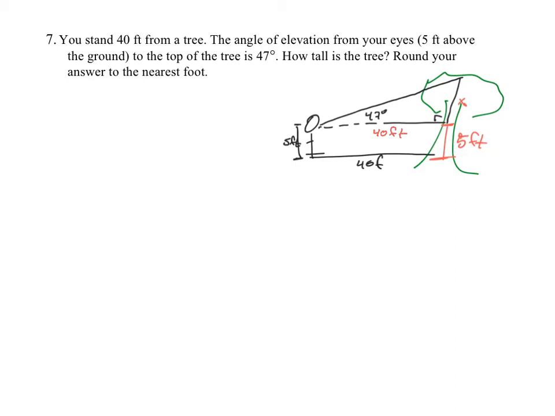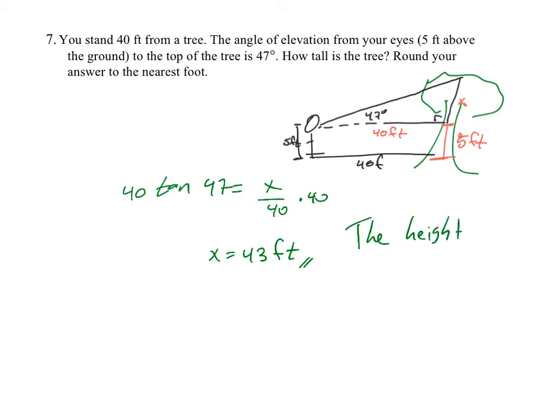So that means that I have tangent. Again, I have the opposite over the adjacent. So tangent of 47 equals x over 40. Now I'm just going to multiply times 40 on both sides. So x equals 43 feet. So the height of the tree is 43.